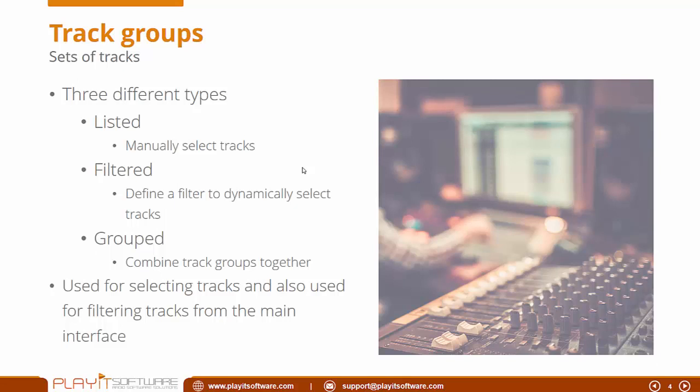Listed track groups allow you to manually select tracks you wish to appear in that track group. This would typically be used to select a set of tracks that are commonly used by your station, such as playlists.